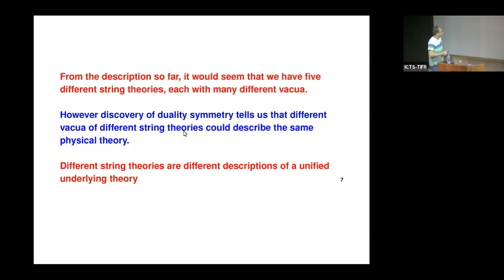So from this description, it would seem that we have 5 different string theories, and each of these string theories has many different vacua. However, there is a property of string theory known as duality symmetry, and that tells us that different vacua of different string theories could in fact describe the same physical theory. So this can be summarized by saying that different string theories in fact are not different theories, but they are different descriptions of some unified underlying theory, which from now on we will refer to as string theory.